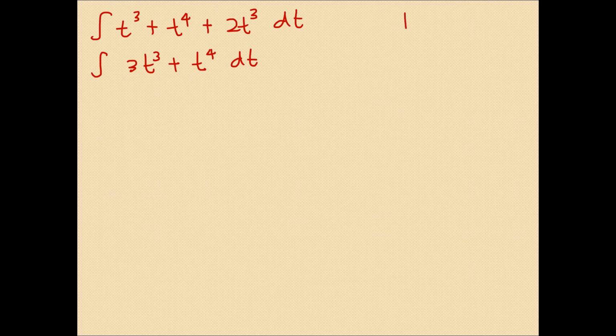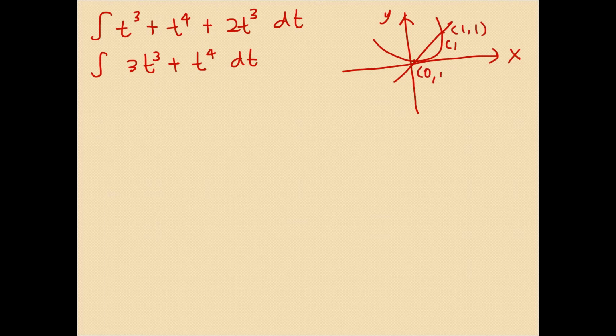Let me sketch it again for you. We have y and x, and we have two curves here. This is the C1 that you integrate now. Here is 1, 1. Here is 0, 0. The arrow is oriented counterclockwise. Okay, this is C1.